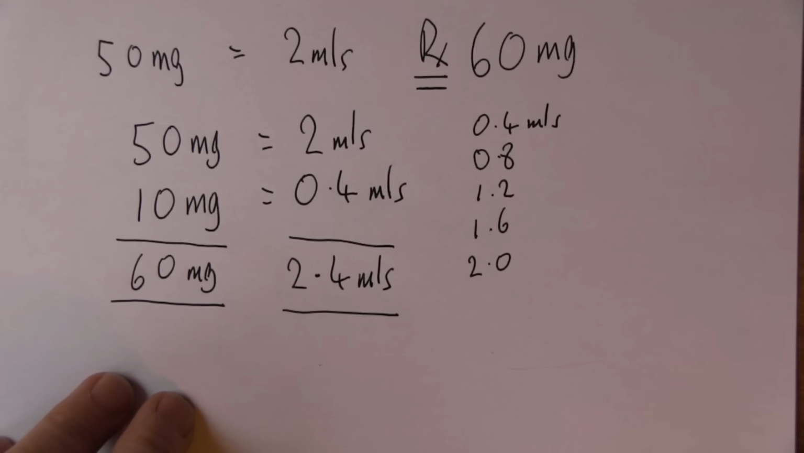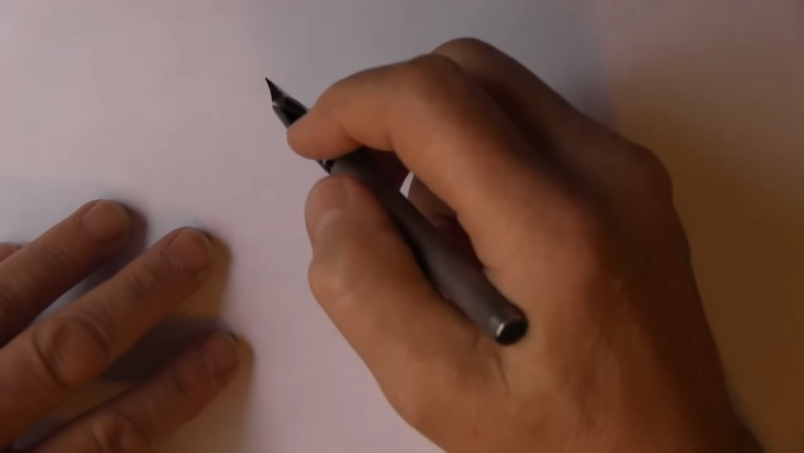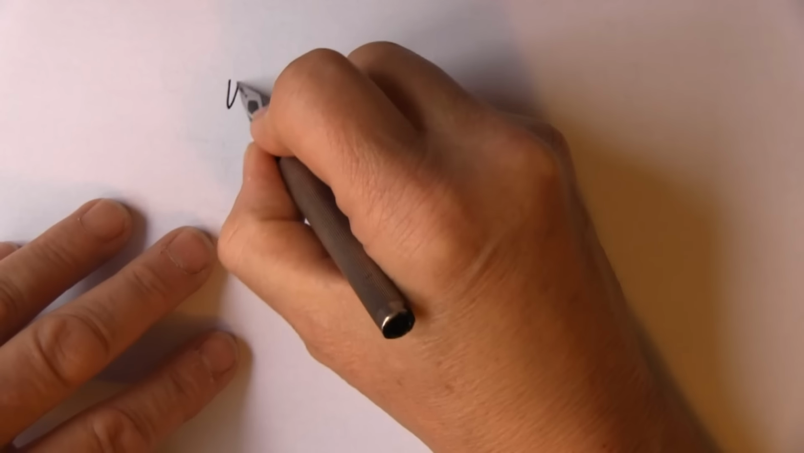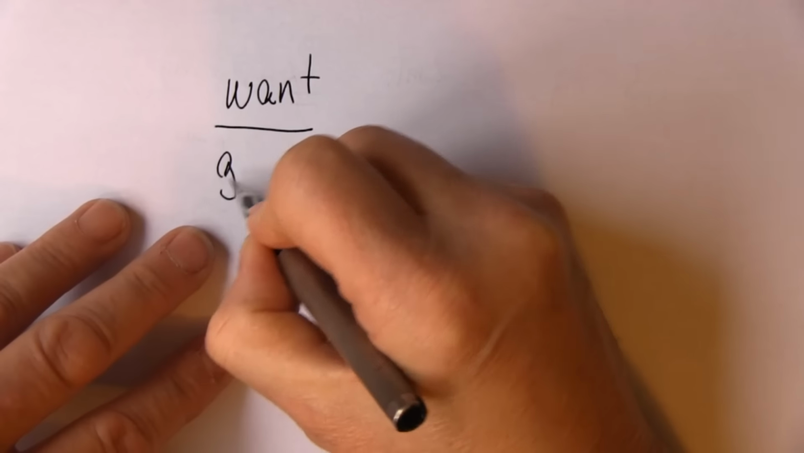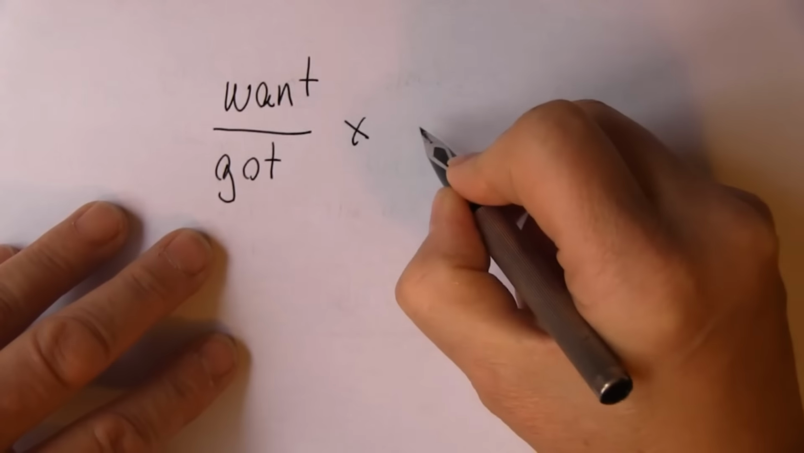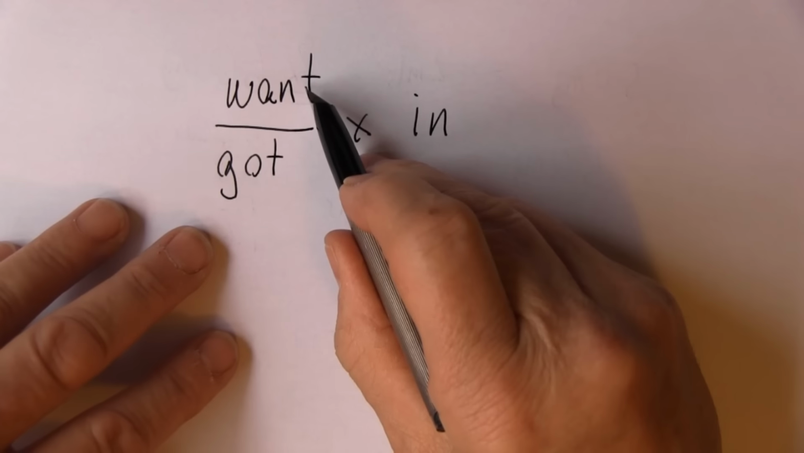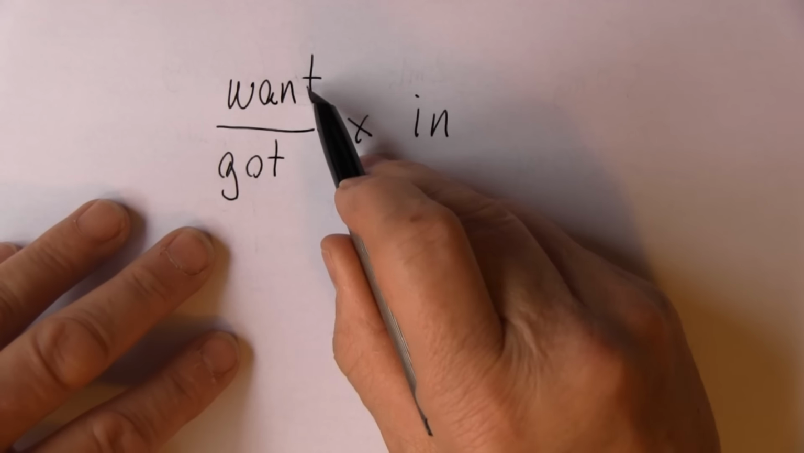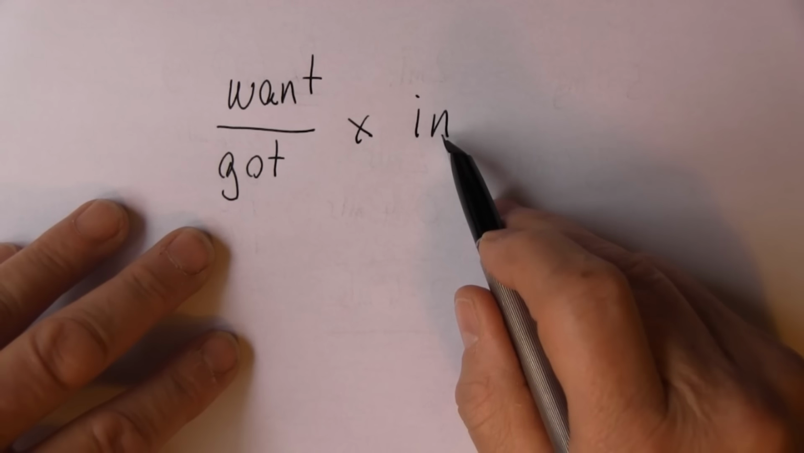That's the way I do it. But there is another way to do it, using what we call the equation. And this is want, got, times in. So want is the dose of drug you want. Got is the dose of drug that you have been provided with by the manufacturer. And in is the concentration.